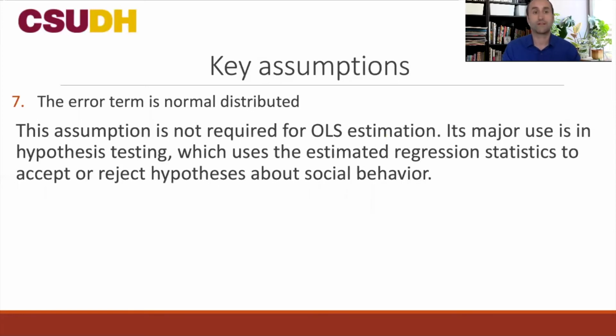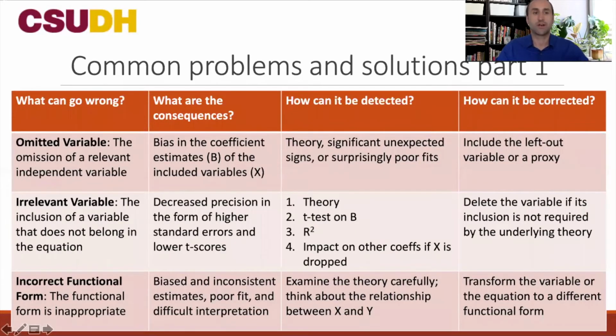The seventh and final assumption is that the error term is normally distributed. I hope that you're aware of the normal distribution concept. Now, it's important to note that this isn't absolutely required for OLS estimation. So now let's look at some of the common problems that we might experience in a multivariate regression environment.